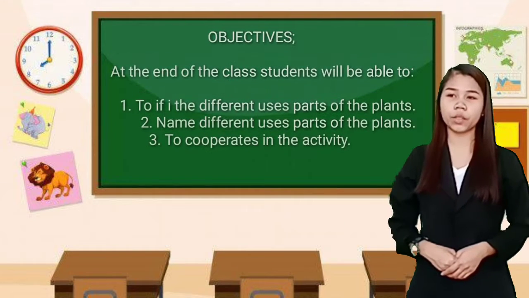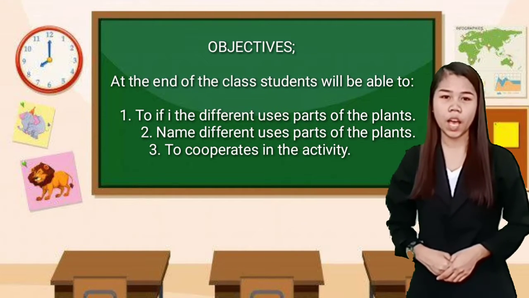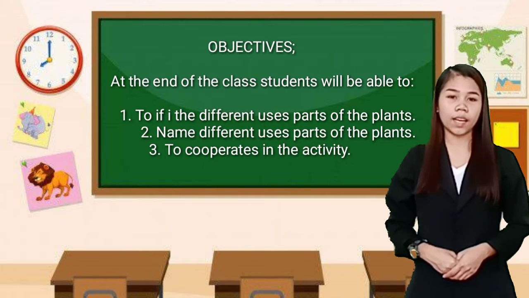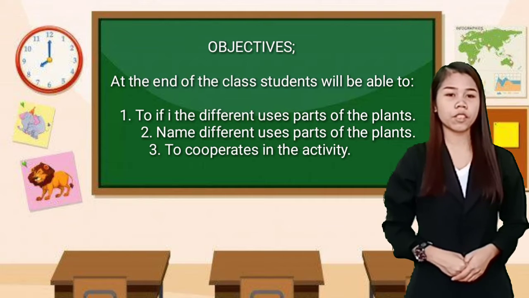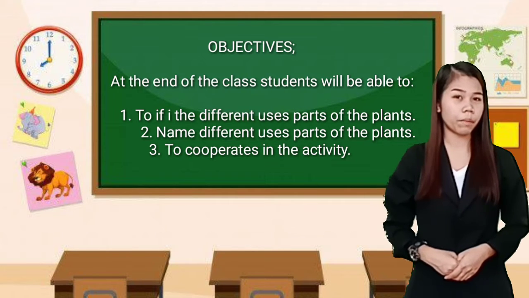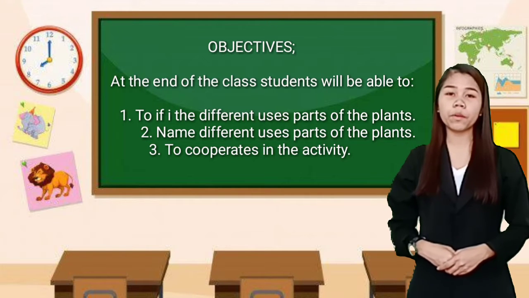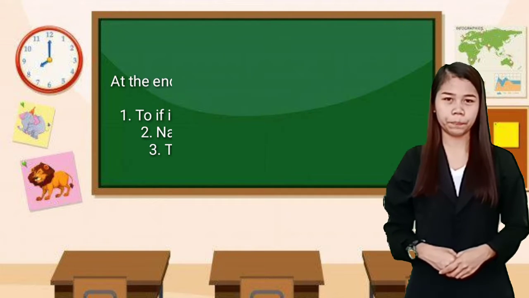Before we start our lesson, we have our objectives first. At the end of the class, the students will be able to identify the different uses of parts of the plants. Second, name the different uses of parts of the plants. Third, the students will be able to participate in the activity.